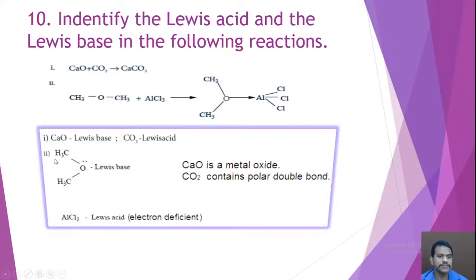Okay. Here, dimethyl ether, ROR, the general formula we used in the difference between Lewis acid and Lewis base. So ether, oxygen carries a lone pair, Lewis base. Then AlCl3, aluminium has an empty orbital, electron deficient, so Lewis acid, right? So the reason, what is that? I have given CaO, calcium oxide is a metal oxide, CO2 contains a polar double bond, and AlCl3 is electron deficient.